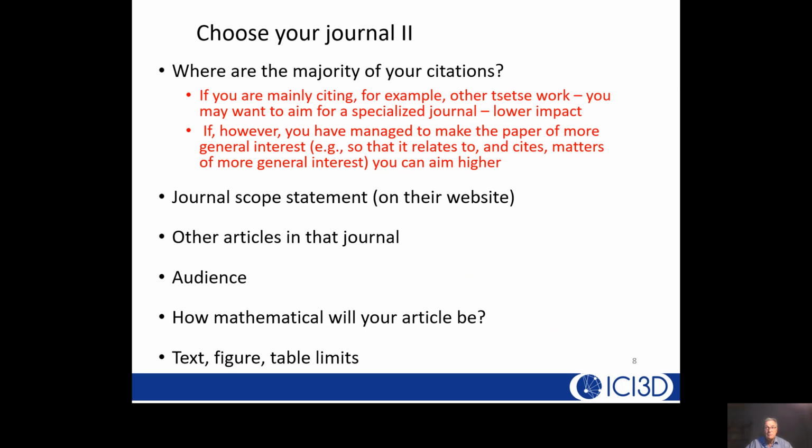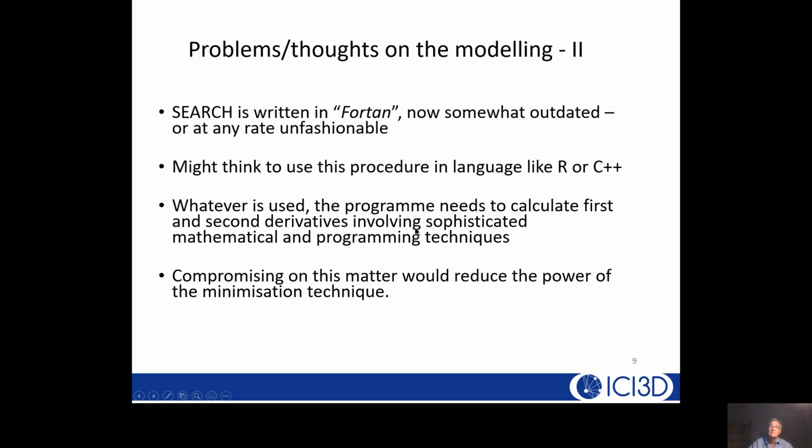And then you need to think in terms of, how mathematical is my article? Because a lot of journals are really not interested in articles which have got an awful lot of mathematics in it. On the other hand, some of them really are. And if you are, then you need to go for that. And then make sure that you look at how long the paper can be. What's the maximum limit for the number of figures? What's the maximum number of tables? All of these things you need to take into account.